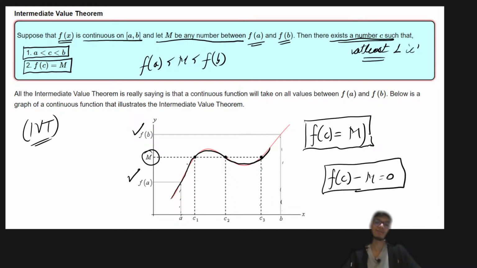And as you can see, if the function has to be continuous, it can increase, decrease, increase, decrease, anything can happen. But definitely, for at least one c you will get a value which is equal to m. So that is something you need to keep in mind before we start to solve real questions. So let us try to solve some real questions right now.